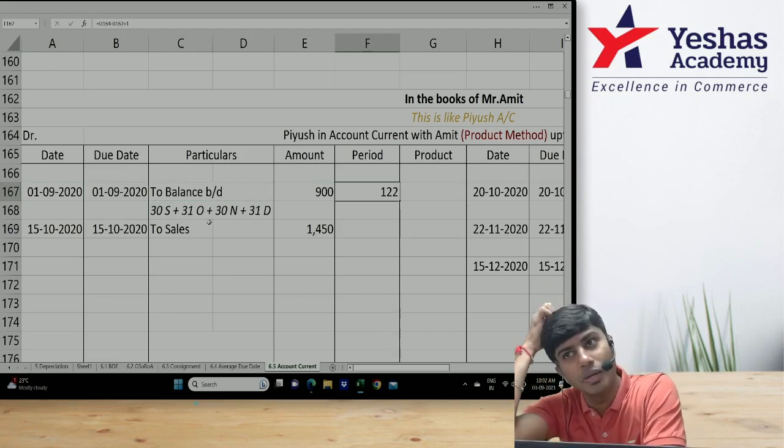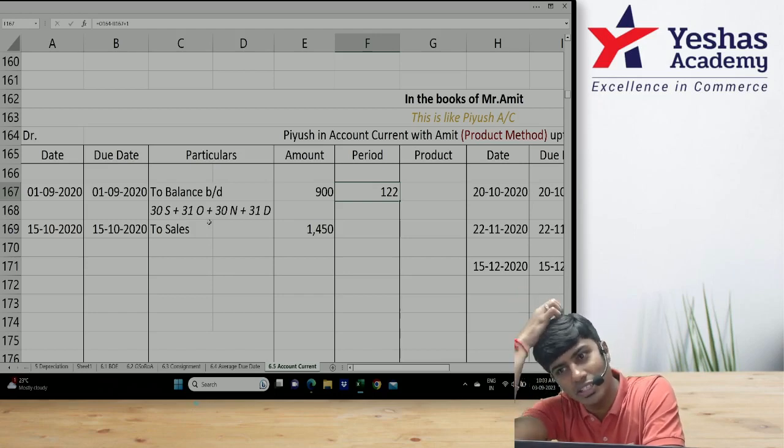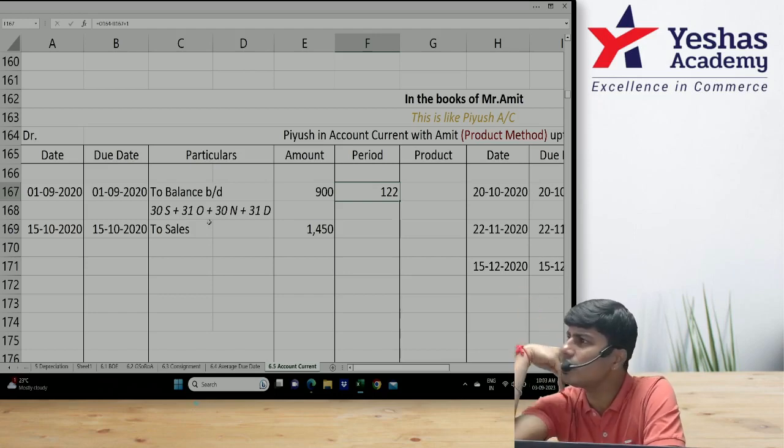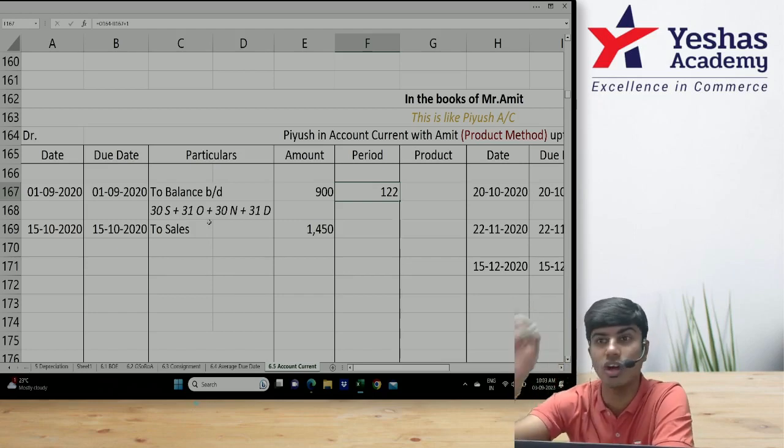Did you understand? Usually people don't tell this logic. They will say for an opening transaction you do plus 1 day. Why plus 1 day? No, just do it. We are not just doing it here. You understood the logic, no?